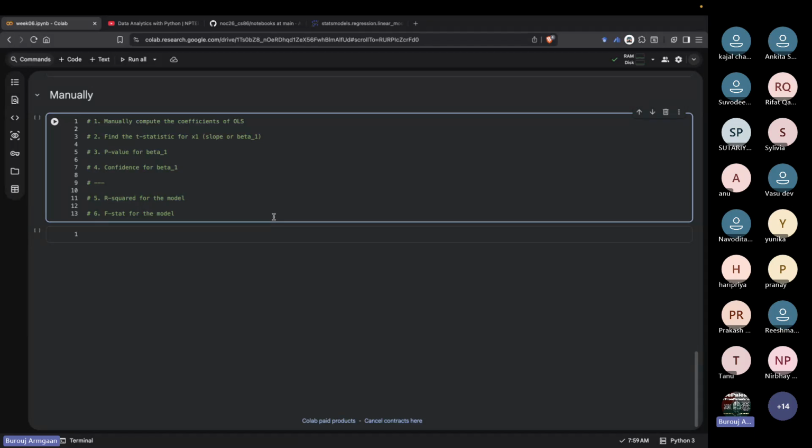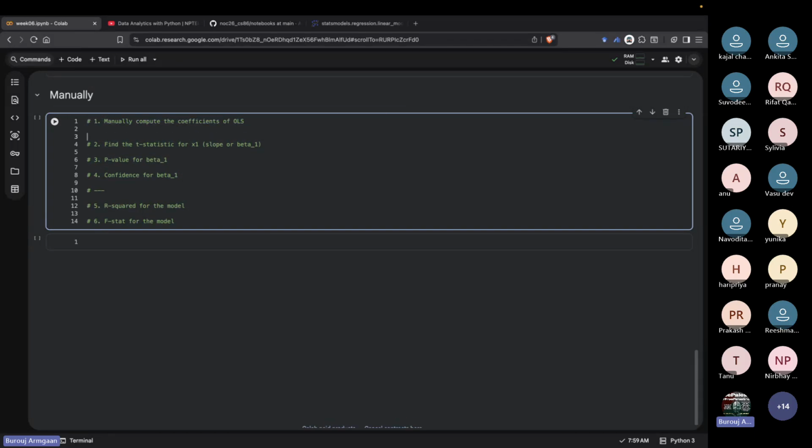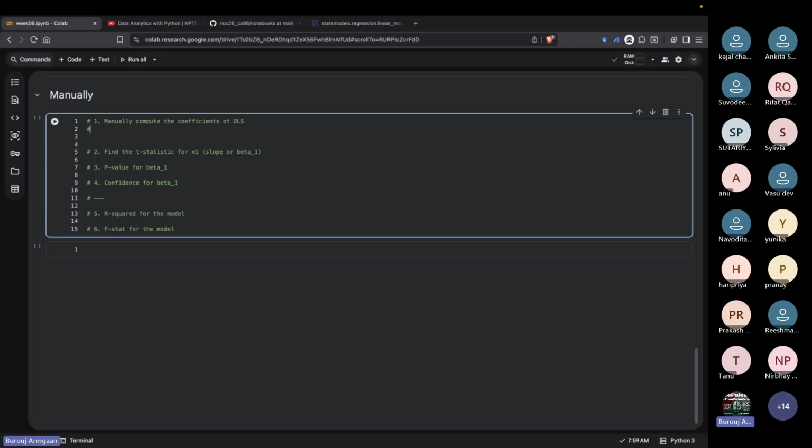Okay, let's compute the first part. To do this manually, let's follow some convention first. For example, if we need something like x minus x mean, we will write it like this, x underscore x bar. Because x mean is usually shown by x bar, and whenever we use underscore, it will essentially mean x minus this. This will be the convention that we follow, okay?